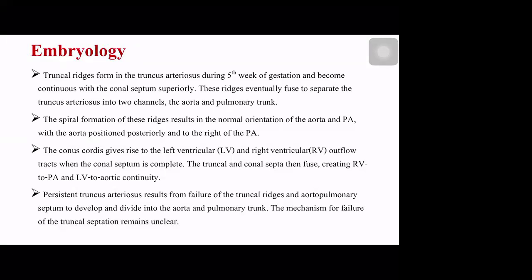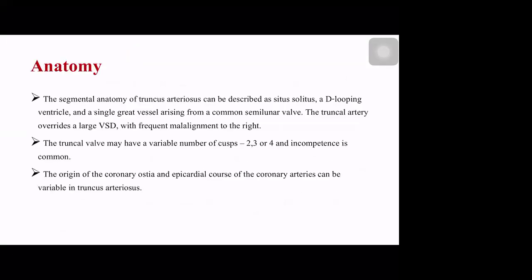Persistent truncus arteriosus results from failure of the truncal ridges development and aortopulmonary septum development, and ultimately there is no division between aorta and the pulmonary trunk. But the mechanism for failure of the truncal septation remains unclear to date. So what is the exact anatomy?